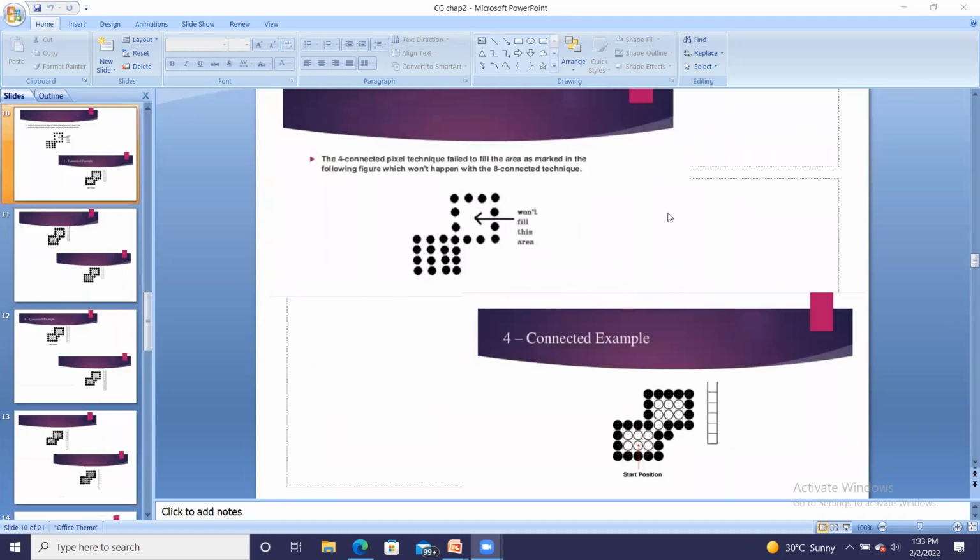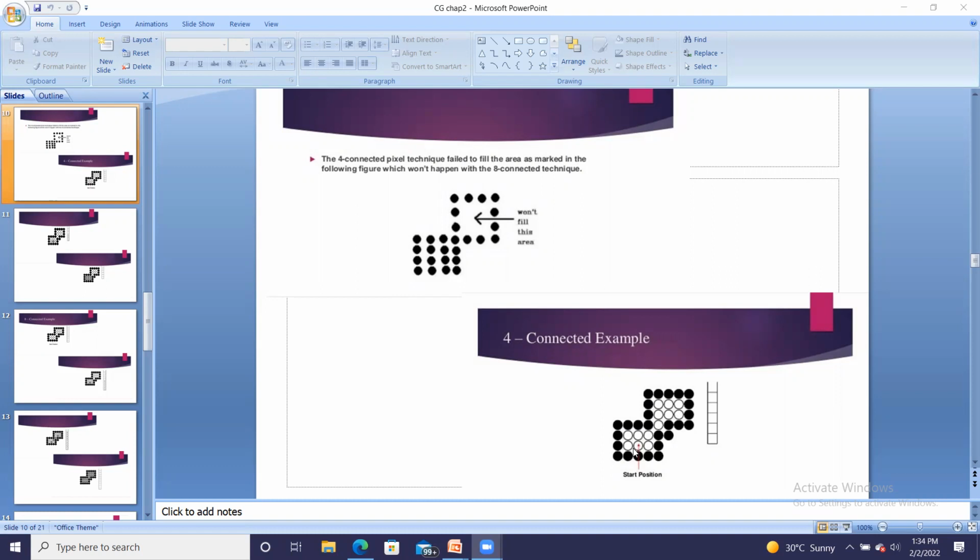Right. So see here the examples of 4 connected. What is the difference between 4 connected and 8 connected, that we will see. The 4 connected pixel technique failed to fill the area which is marked in the following figure. If I am having such type of area to color, consider this example that I have to color this particular area. The dark color pixels show you the boundary of the required region.